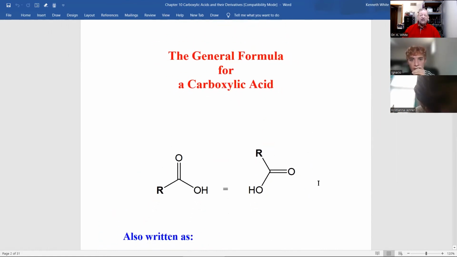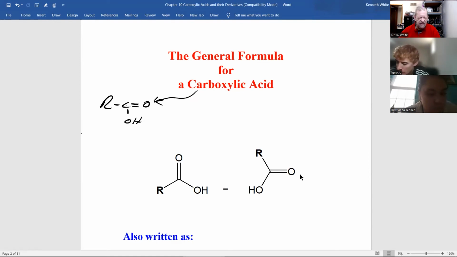Now, here's how you can draw a carboxylic acid. I have it this way, but a better way for you is like this. This is a carboxylic acid: a carbonyl carbon, double bond to oxygen, with an R group and a hydroxyl group on the carbonyl carbon. And that's called a carboxylic acid.